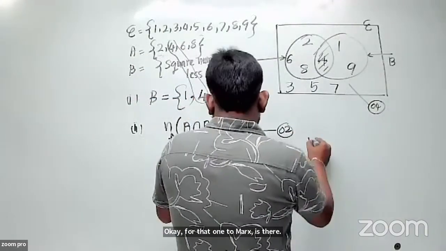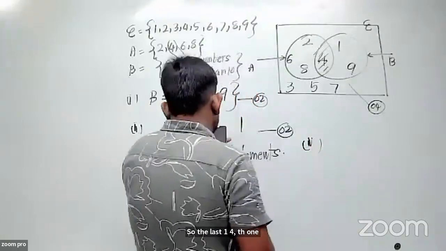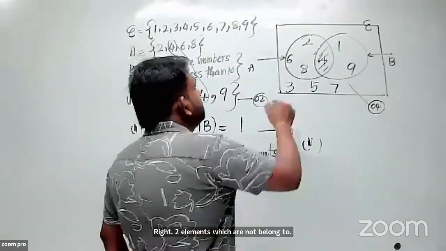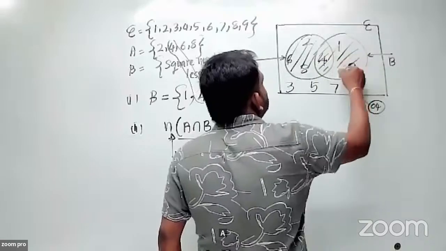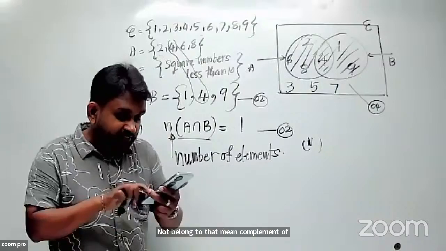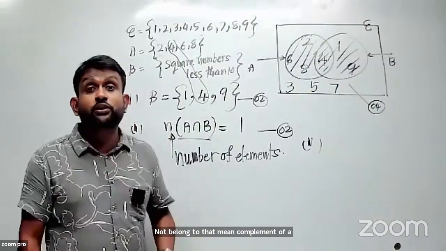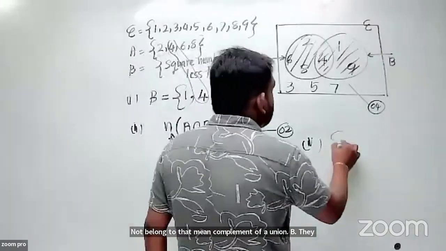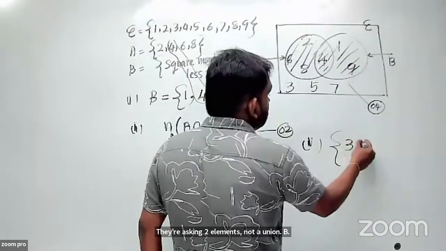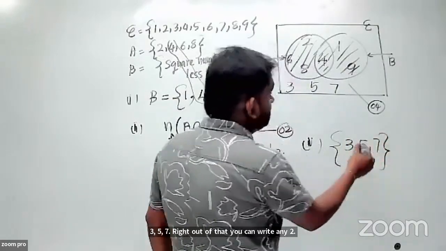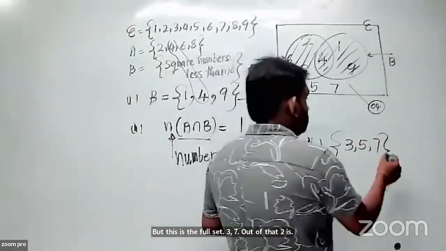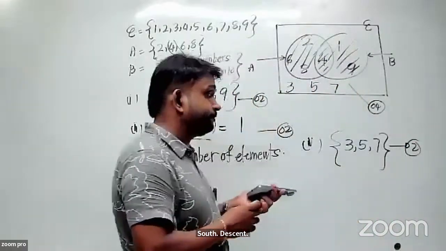So the last one, the fourth one: write two elements which do not belong to A union B. A union B means this region, right? Not belonging to that means the complement of A union B. They ask to write two elements which do not belong to A union B. Those are 3, 5, 7. Out of that you can write any two. This is the full set, 3, 5, 7, but two is sufficient. Okay, for that one you have 2 marks.